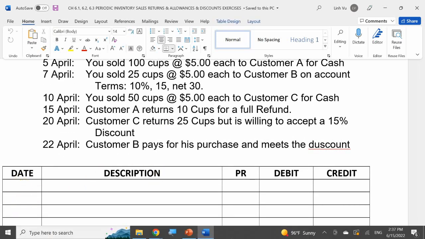On April 5th, you sold 100 cups for $5 each to customer A for cash. We have cash flow debit, good, and increased cash flows. And we have sales and sales tax payable for credits. Good.